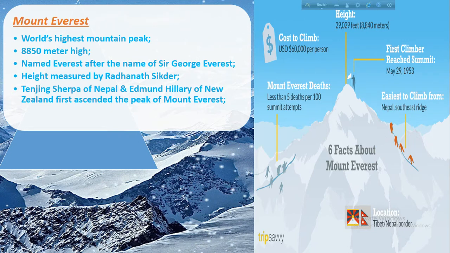of Mount Everest in the year 1953, and the height of Mount Everest here follow, 29029 feet, 8840 meters, and approximately, as written in your book, 8850 meters high, and here is written the cost of the climb. So about Mount Everest, we need to know it is the world's highest mountain peak. The height is 8850 meters, named Everest after Sir George Everest. And here follow, he was the chief of the British India Survey Department.